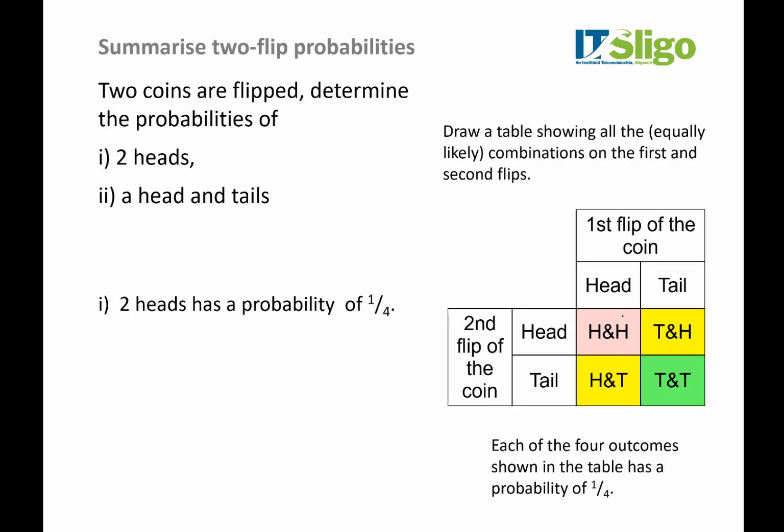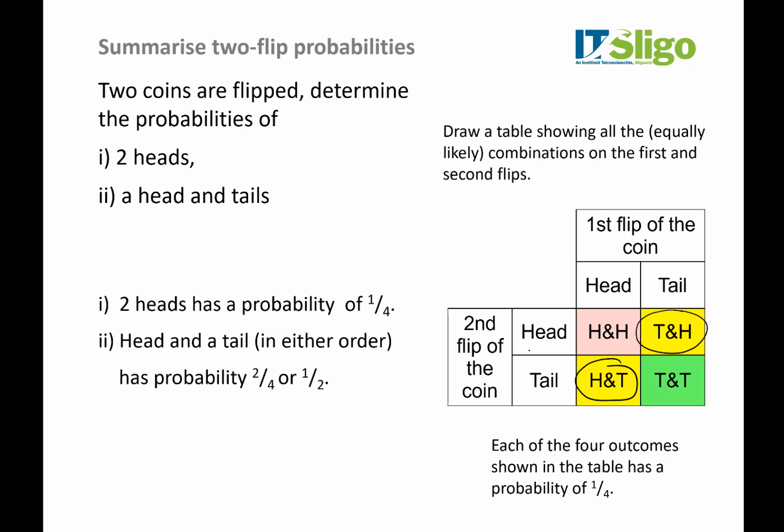2 heads is only one of those. So the probability of throwing 2 heads is 1 over 4. What's the probability of throwing a head and a tails? Well, here's a head and a tails, and here's a head and a tails in either order. Well, there's two of them, so that's 2/4, or probability of a half. We'll define probability a little bit more formally in a little while.